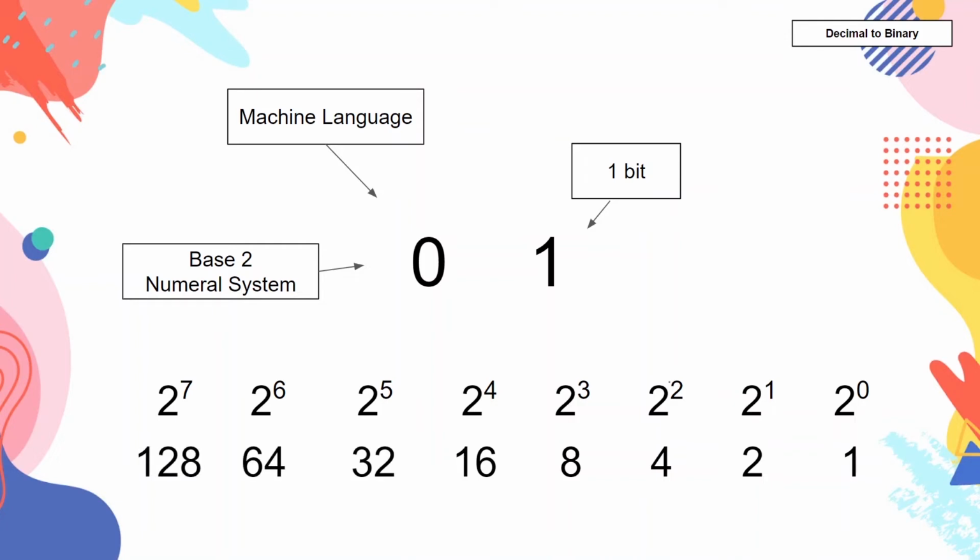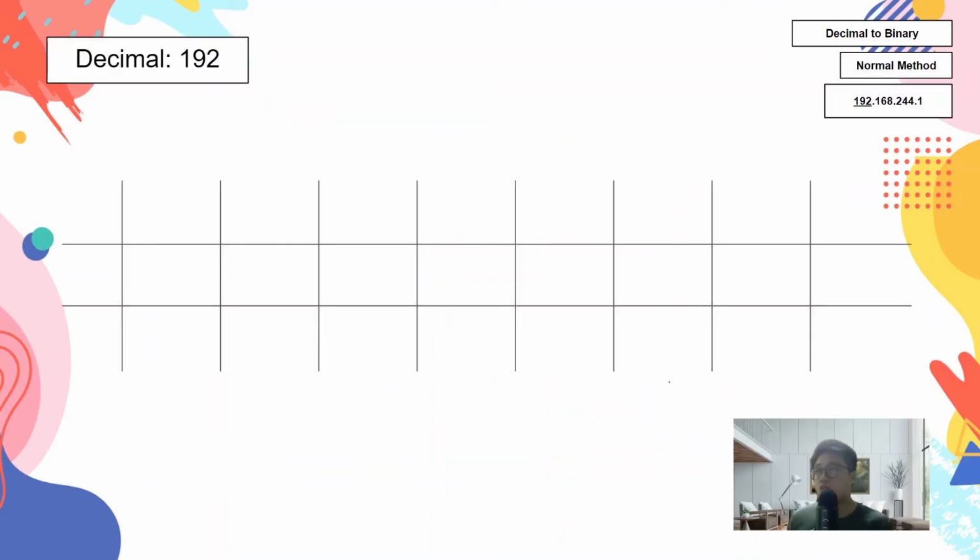So when a machine wants to process certain numbers, it will represent them in base 2, following the base 2 numeral system. This is important because you need it to convert decimal to binary. Let me give you an example. Let's say you want to convert the decimal 192 to binary, how can you do it?